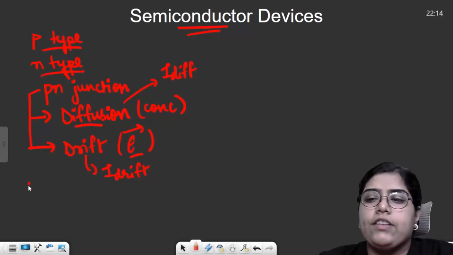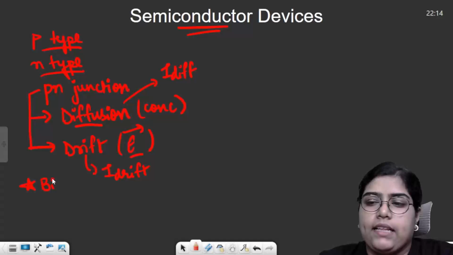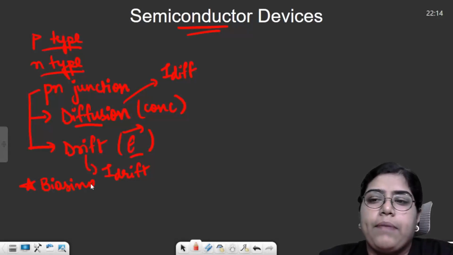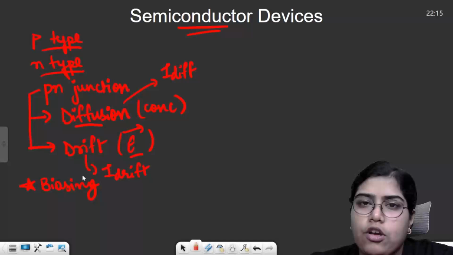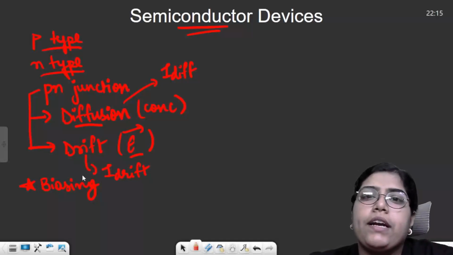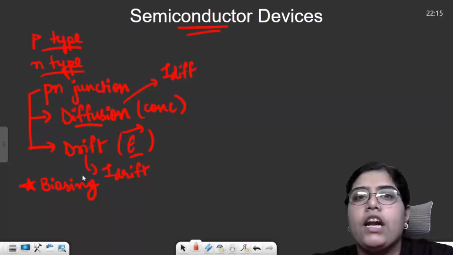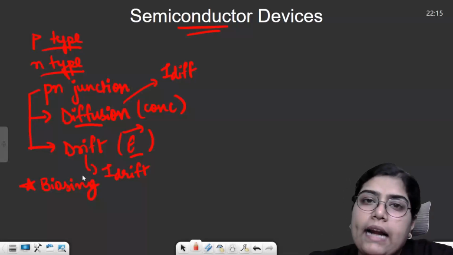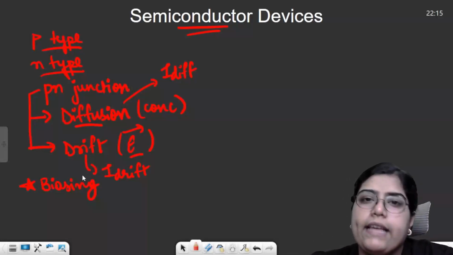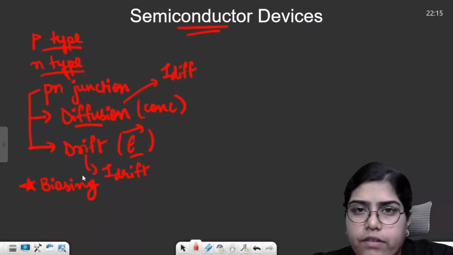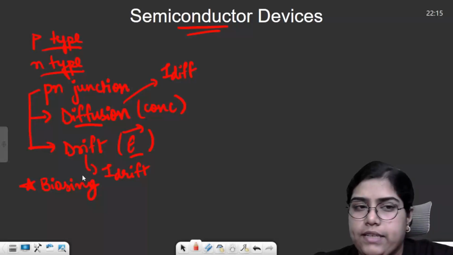The next thing which you need to remember is the biasing. A p-n junction diode can be biased in two ways. It can either be forward biased or reverse biased. Forward biased is when p type semiconductor is connected to the positive terminal and n type is connected to the negative terminal. And if the connection is reversed, p type semiconductor connected to the negative terminal and n type semiconductor connected to the positive terminal of a cell, it is reverse biasing.